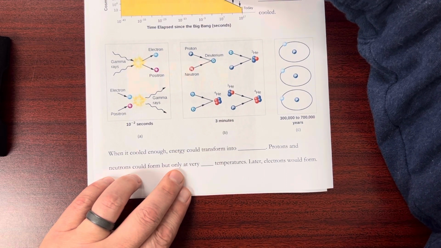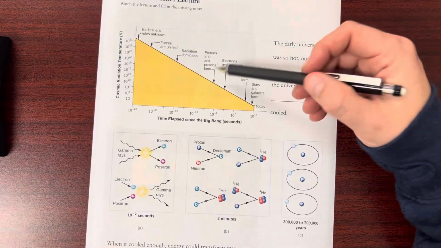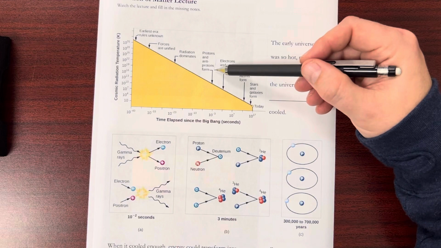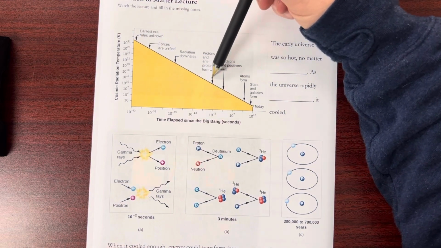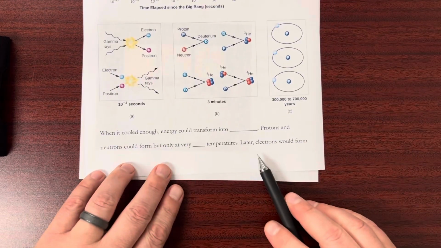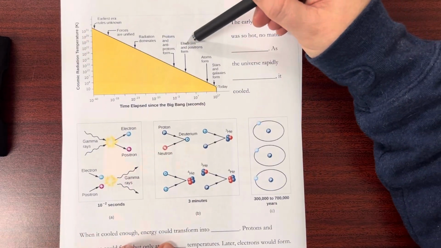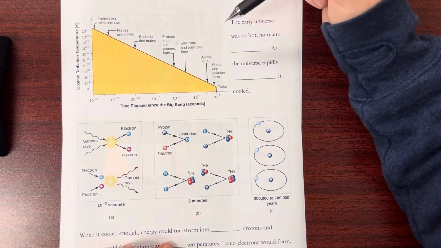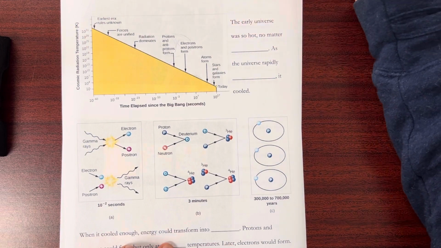Once we lose more energy, though, this no longer happens. The protons and neutrons can't be created any longer. So temperature goes down to a certain point, and we have most of our matter. Later, electrons would form. You could see the electrons forming after the protons and neutrons. But again, as the universe cools, no more formation of these particles.